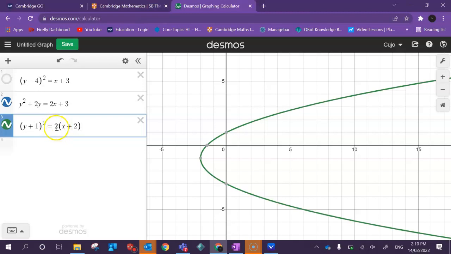Interestingly, what do you think would happen if I put a negative in front of that? If that a value was negative? Have a prediction. Just talk to the person next to you. Predict what's going to happen. Or in front of you or behind you. Talk to someone.